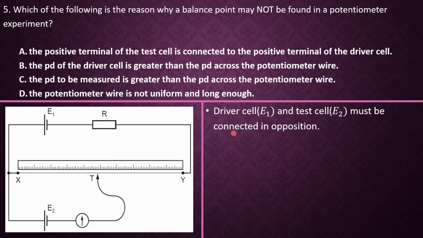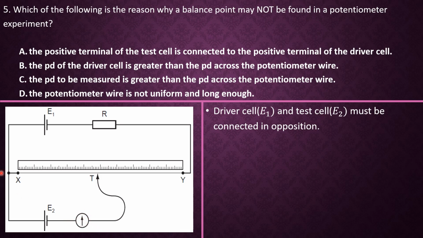And so driver cell E1 and test cell E2 must be connected in opposition. Do you see that? Positive terminal to positive terminal. That's a necessary condition for a balance point to be found. Otherwise, there'll be a continuous flow of current here, and this galvanometer would never get to zero deflection, because it only gets to zero deflection when no current flows through it.